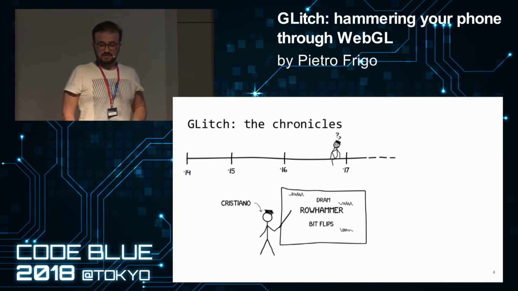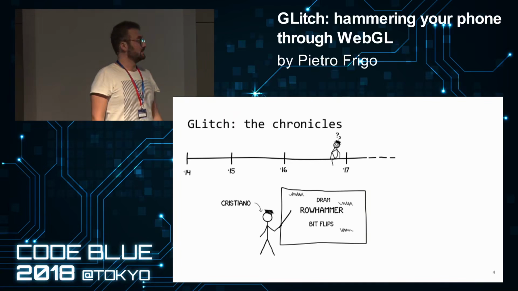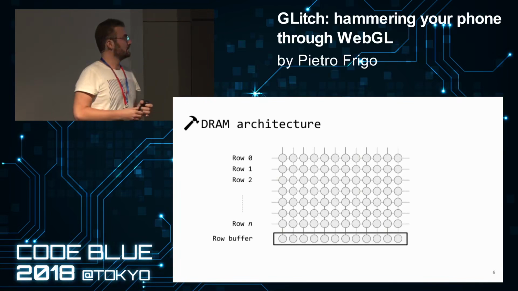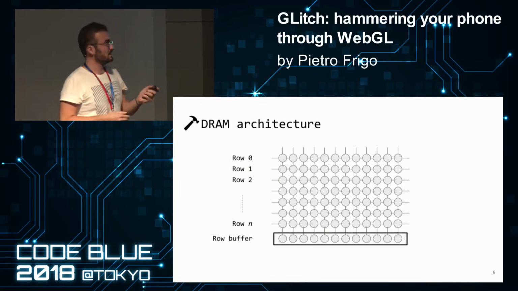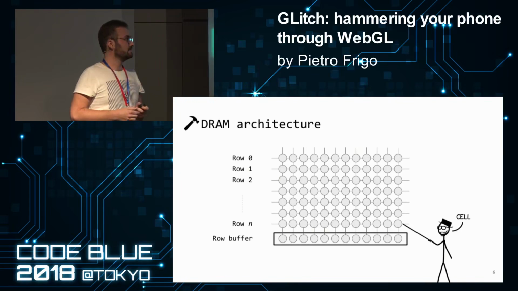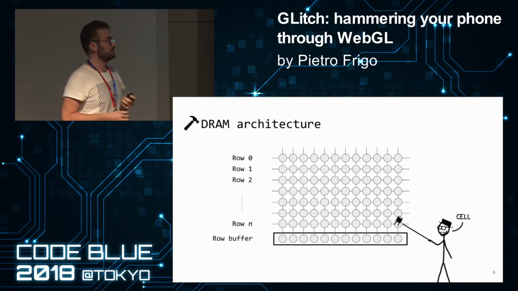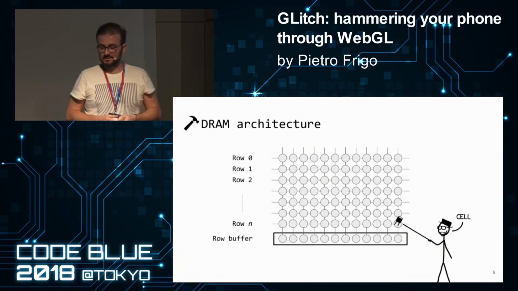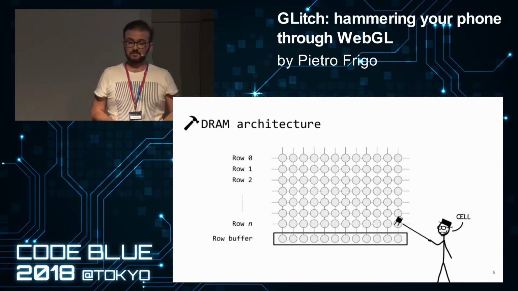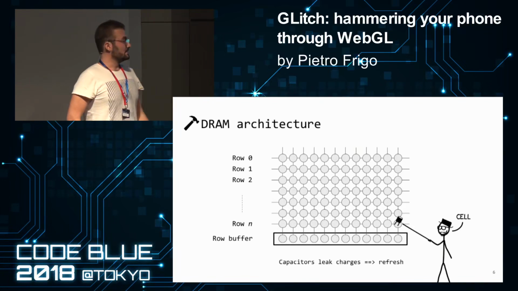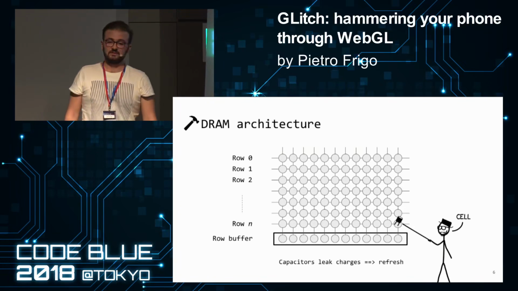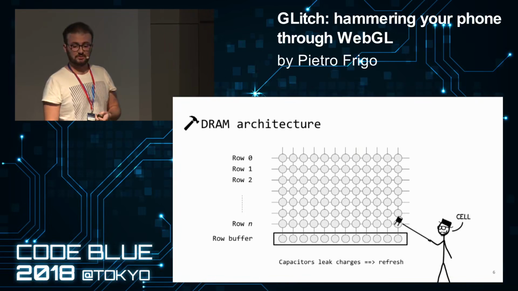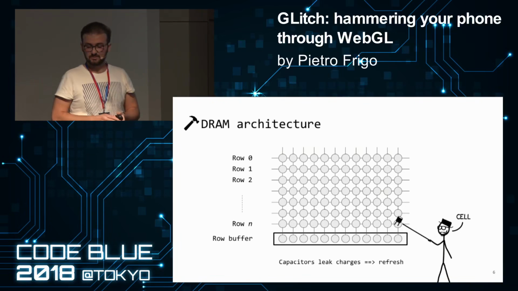So let me explain a bit how DRAM works and what Rowhammer is. This is how you can look at DRAM, which is basically a grid of a lot of cells. And these cells contain capacitors. And capacitors, if you have any background in electronics, don't keep the charge forever, so they leak charge over time. As a consequence, they need to be refreshed to keep the data. Otherwise, you will lose the data that you store in DRAM. And that's also why it's called DRAM, Dynamic Random Access Memory.